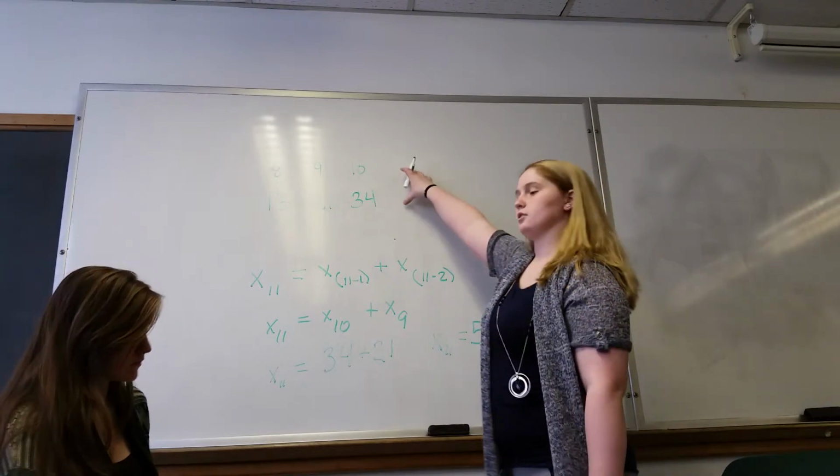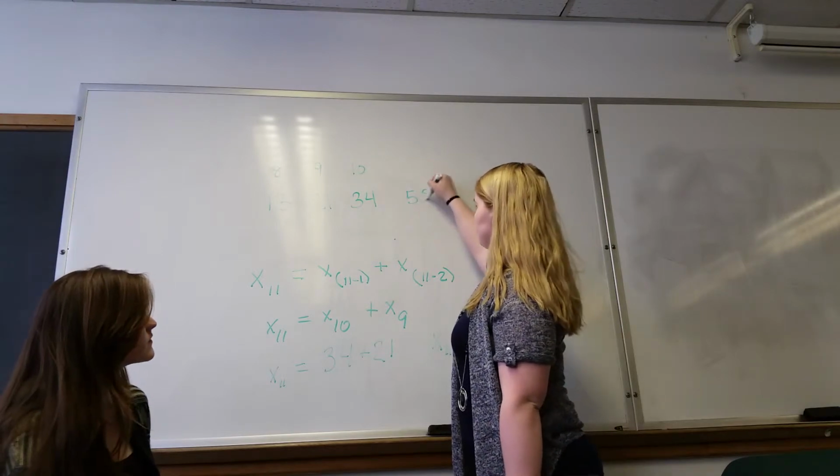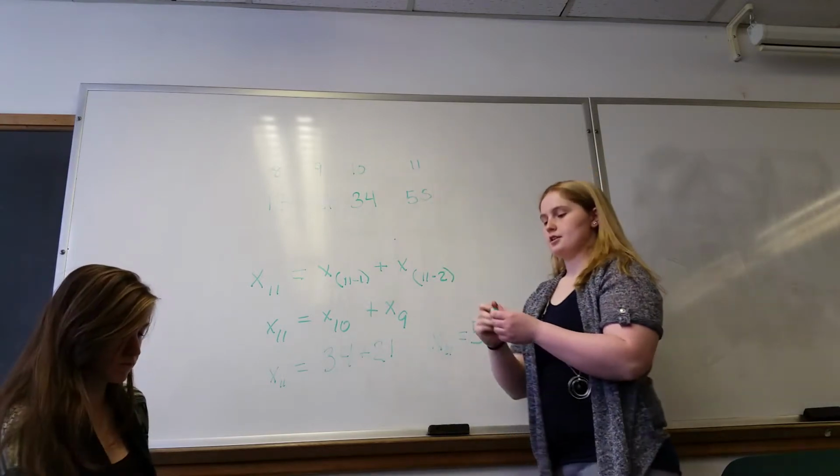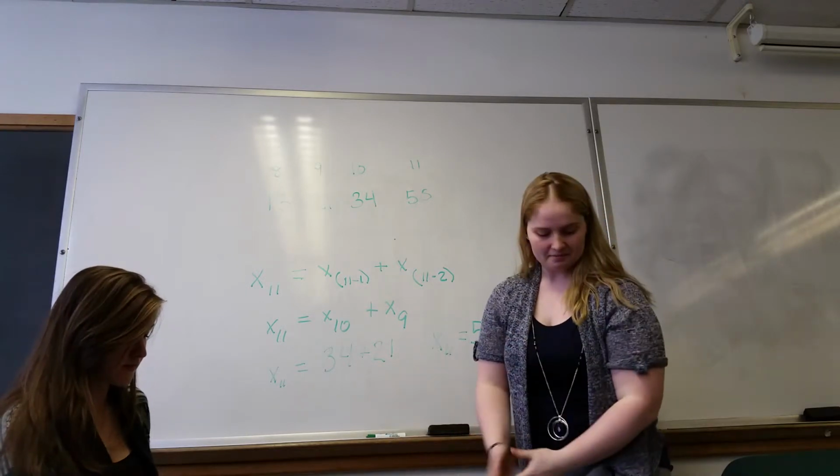All right. And we can look at the sequence again. 34 plus 21 gives us 55, and that is the 11th term. So as you see, it checks out. That is fascinating. It is fascinating. Yes.